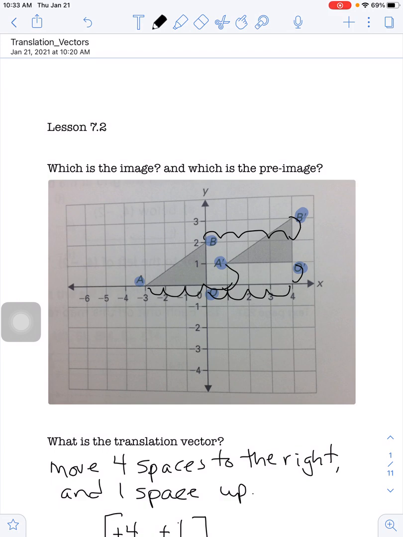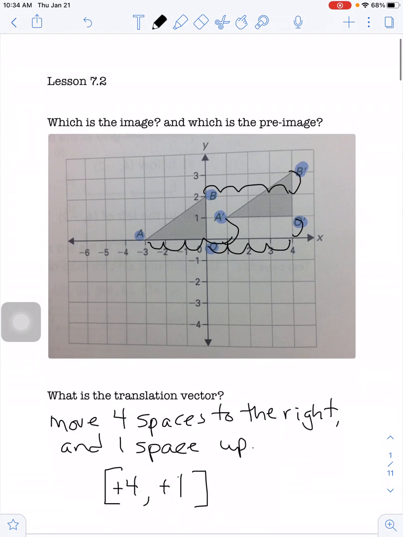So here we have our first question. It says, which is the image and which is the pre-image? The pre-image is the triangle that has just the capital letters with none of those apostrophes. In math, we call those primes. So the pre-image is over here on the left, and our image is over here on the right.